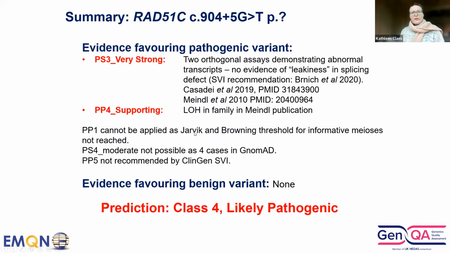What is the evidence that is favoring the pathogenicity of this variant? The first is PS3 very strong, because there are 2 orthogonal assays demonstrating abnormal transcripts, and there is no evidence of leakiness in the splicing defect, and it results in an out-of-frame variant. So it is in agreement with the recommendations that have been made in the Brnich paper.